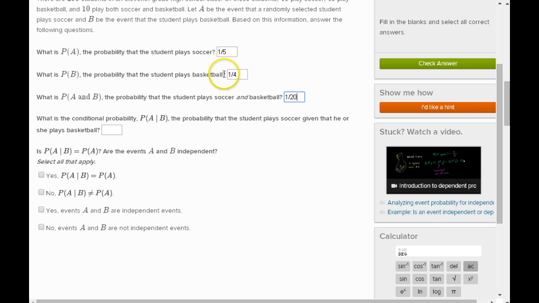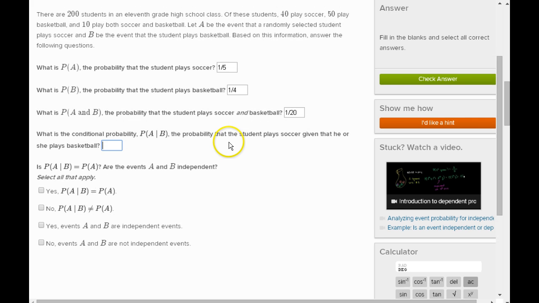1 over 5 times 1 over 4, does that equal 1 over 20? And the answer is yes. So this is looking to be independent. What is the conditional probability? All right. What is the conditional probability? The probability of A, given that B has already happened.